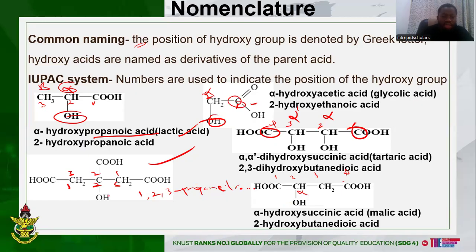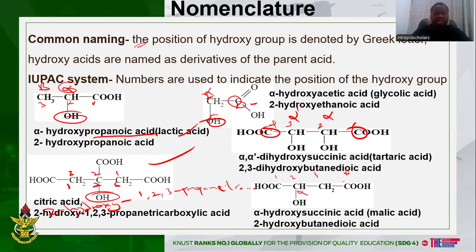Now the substituent will be a hydroxyl group on position 2. And so I'll have 2-hydroxy-1,2,3-propane tricarboxylic acid, right? And that is what we have here. Now, if you look at these examples, you can try more, but then it will help you generally to predict or determine the names of all the other hydroxy acids that you come across.